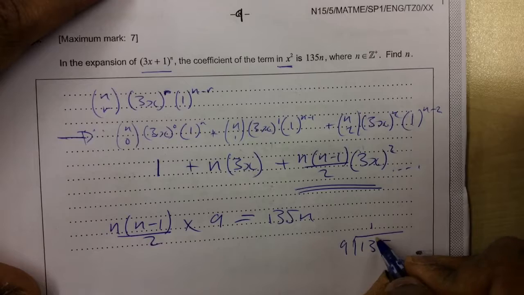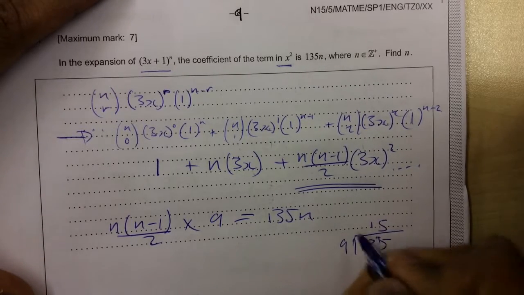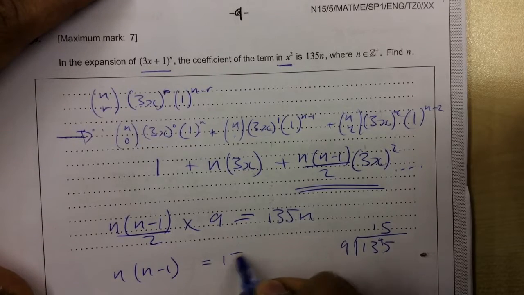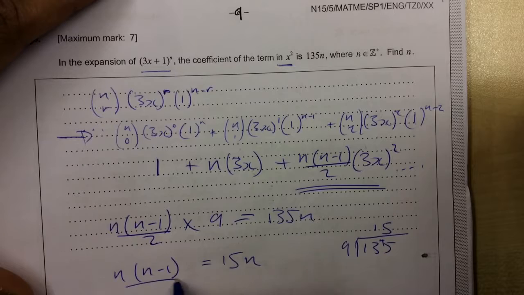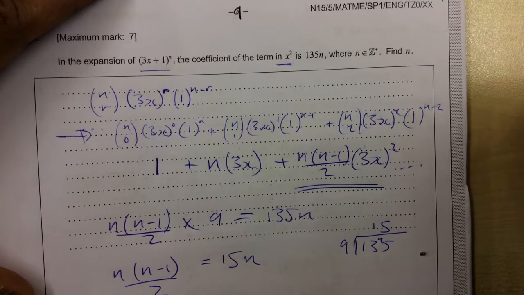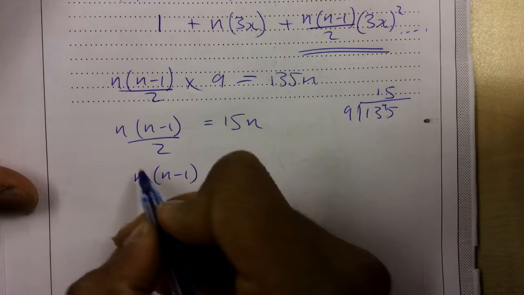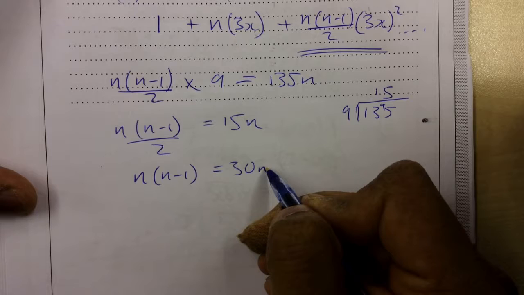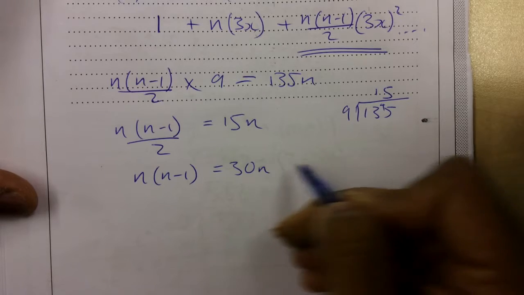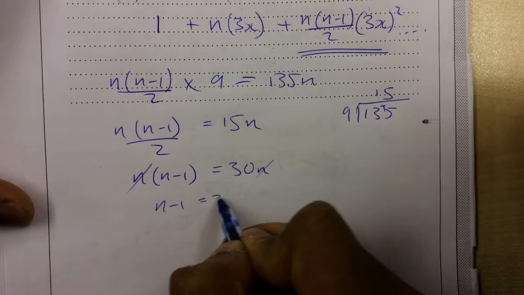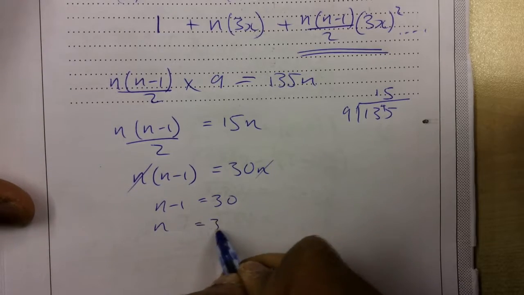9 into 13 goes once, remainder 4. 9 into 45 is 5. 9 times 15. So (n minus 1) over 2 is equal to 15, so n minus 1 is equal to 30. I could divide both sides by n only because you will find that n cannot be equal to 0. So one pathway would be to do this, cancel off the n's and say n minus 1 is equal to 30. So n is equal to 31.